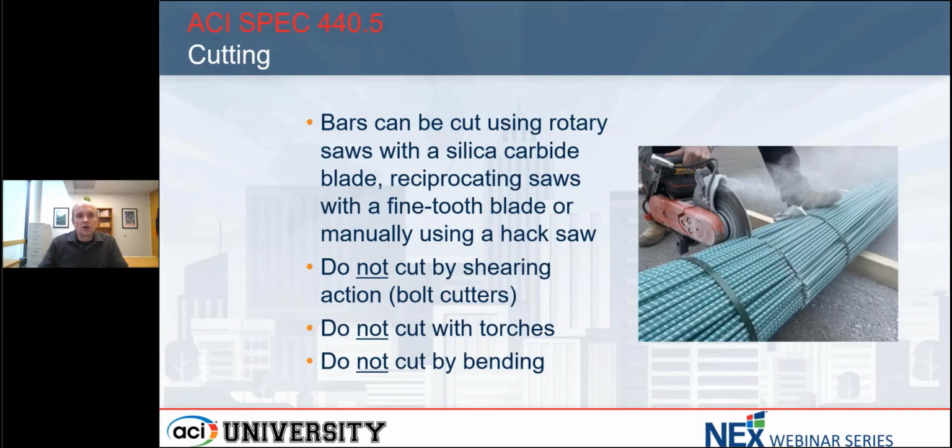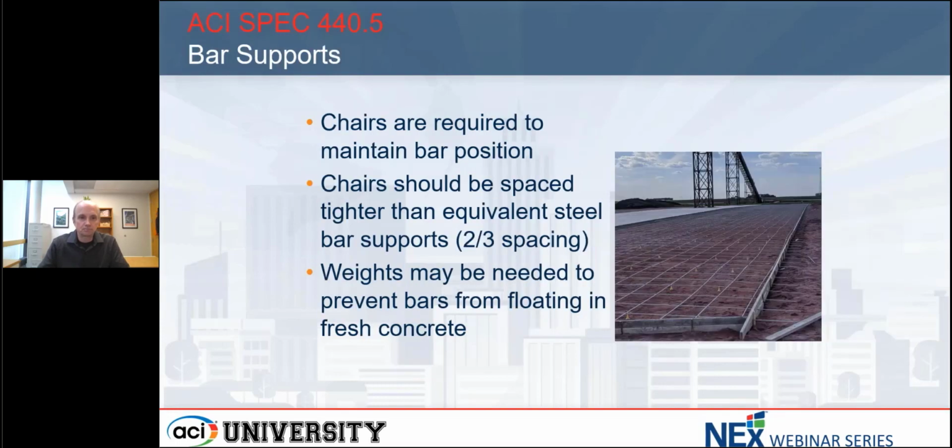There's criteria for cutting the bars. The main thing is that you cut them using a smooth tooth saw blade, something that will cut through metal like a hacksaw or a fine tooth blade on a rotary or a reciprocating saw. The things that we want to avoid are trying to cut them by shearing or with bolt cutters. Certainly don't want to cut them using torches, and you don't want to try to cut them by bending them back and forth. That will not cut the bar in the fashion that you want. So these are all, again, specified in the construction specification.